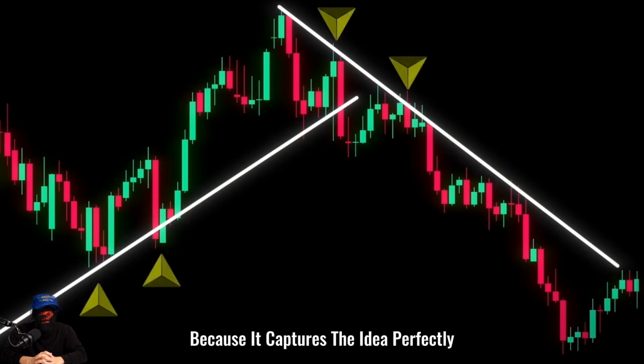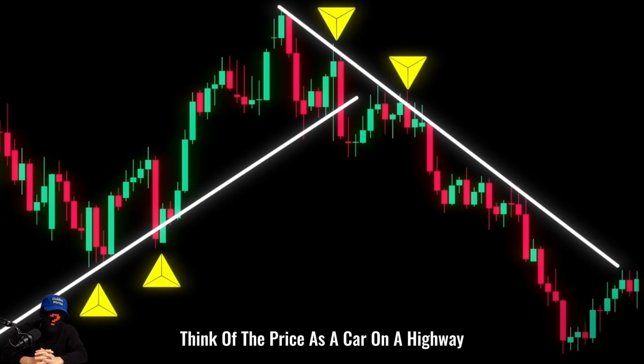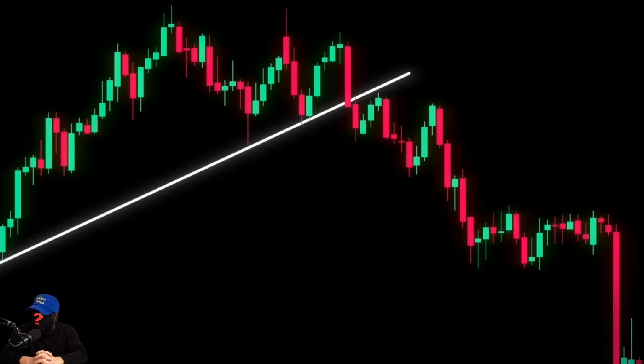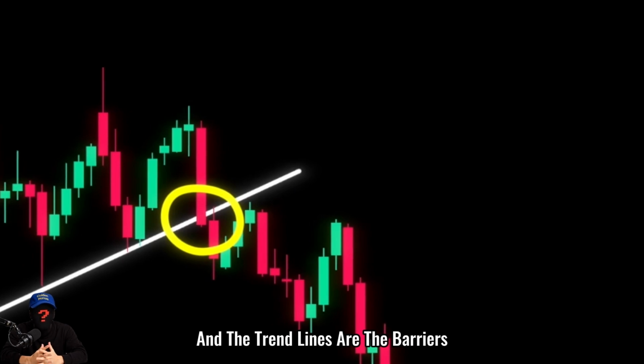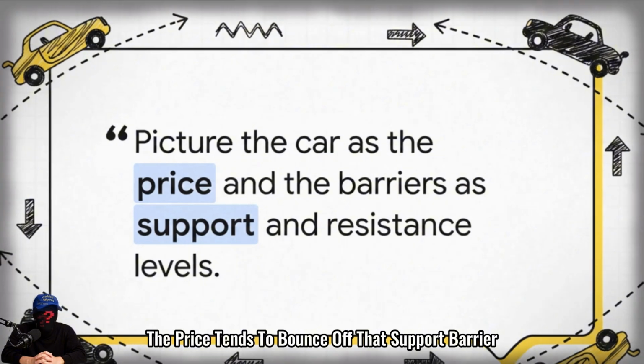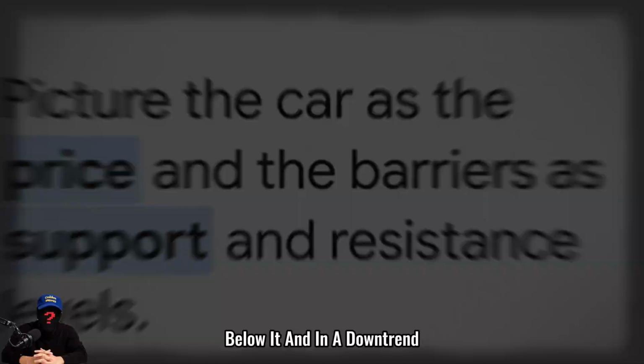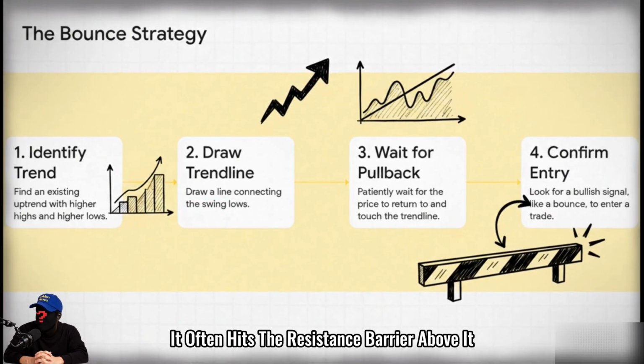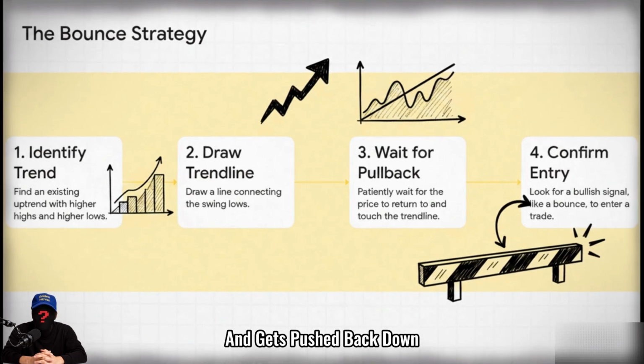I love this analogy because it captures the idea perfectly. Think of the price as a car on a highway, and the trend lines are the barriers. In an uptrend, the price tends to bounce off that support barrier below it. And in a downtrend, it often hits the resistance barrier above it and gets pushed back down.